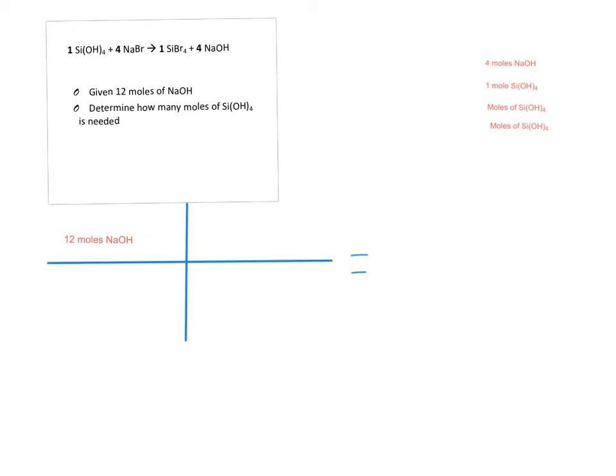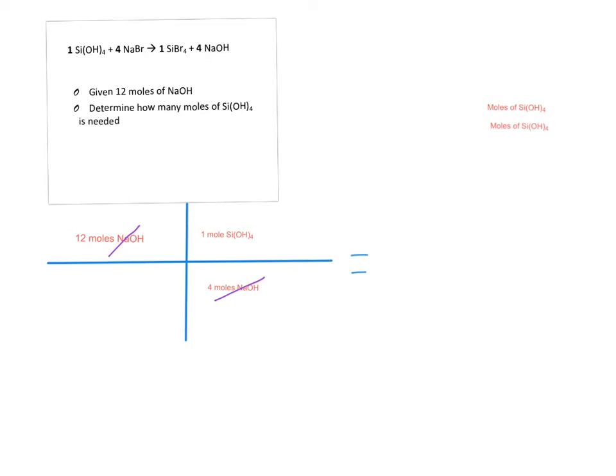So we know that we have 4 moles of NaOH to every 1 mole of Si(OH)4. So we're going to put 4 moles of NaOH opposite of this one, and then we're going to put 1 mole of Si(OH)4 on top. We do this so that we can eliminate the NaOH. So in other words, we can now eliminate the NaOH moles, and all we have left is the moles of Si(OH)4.